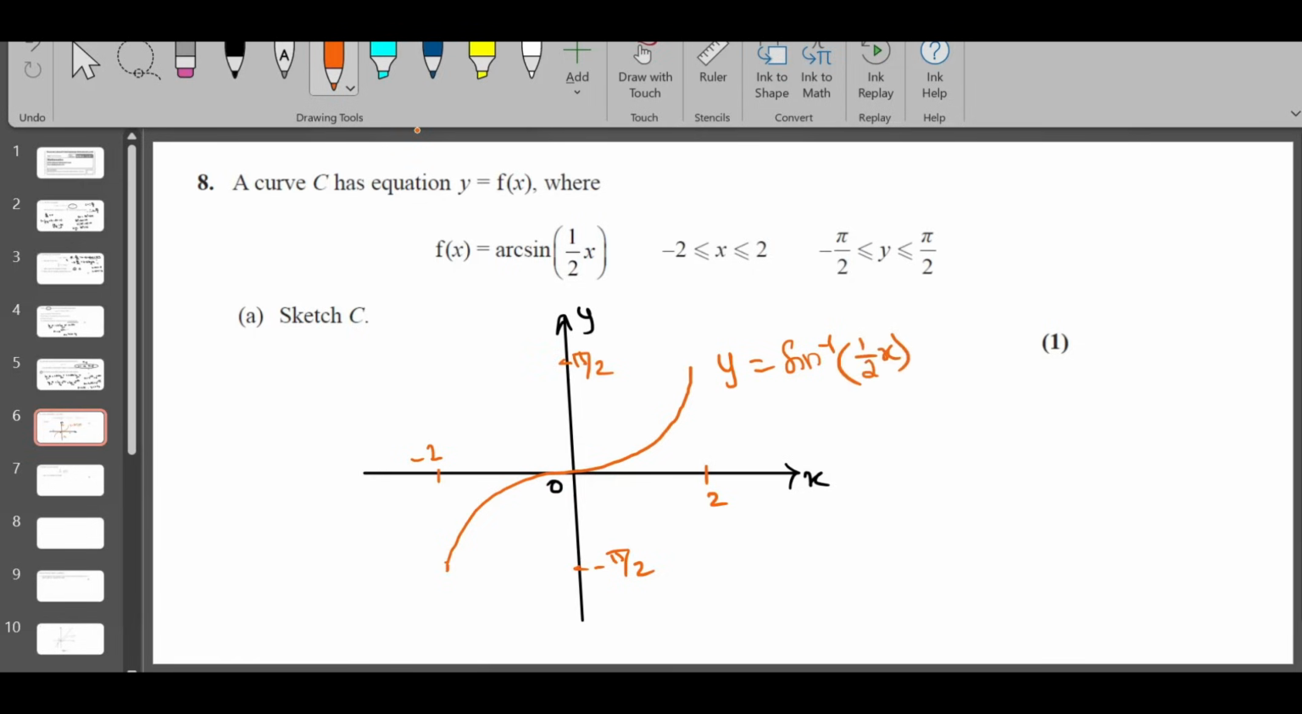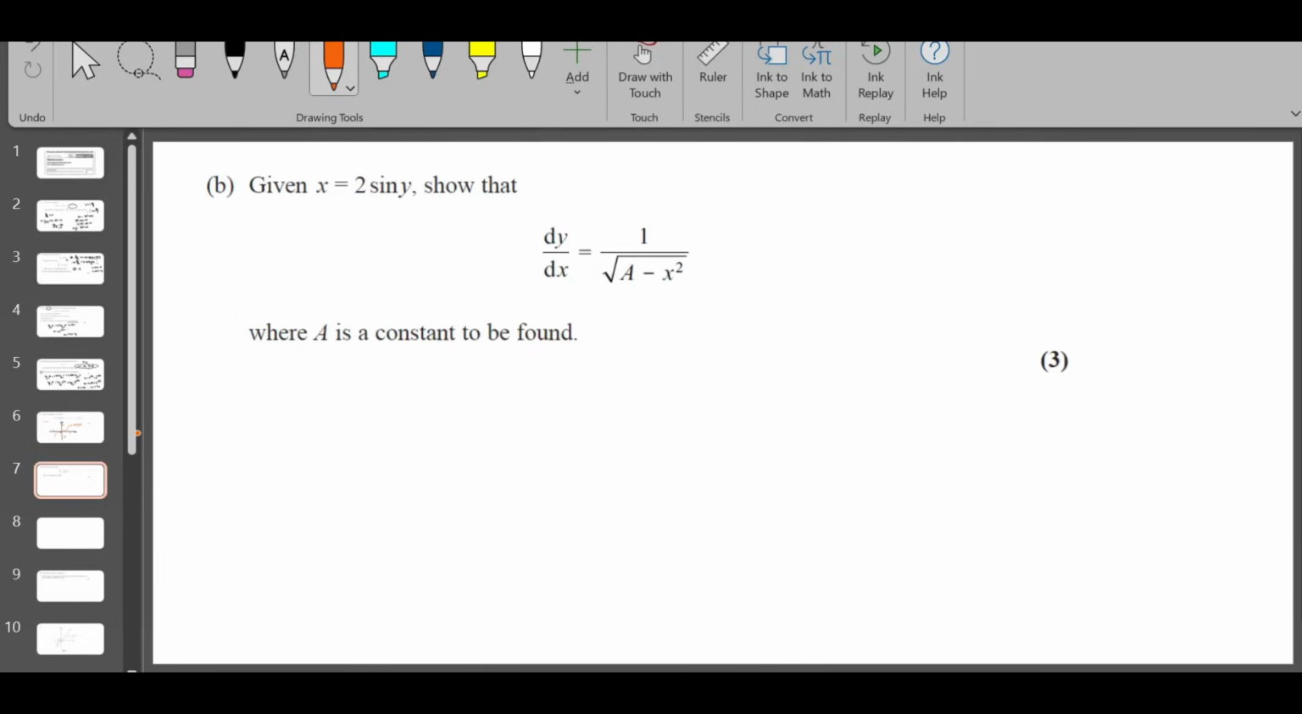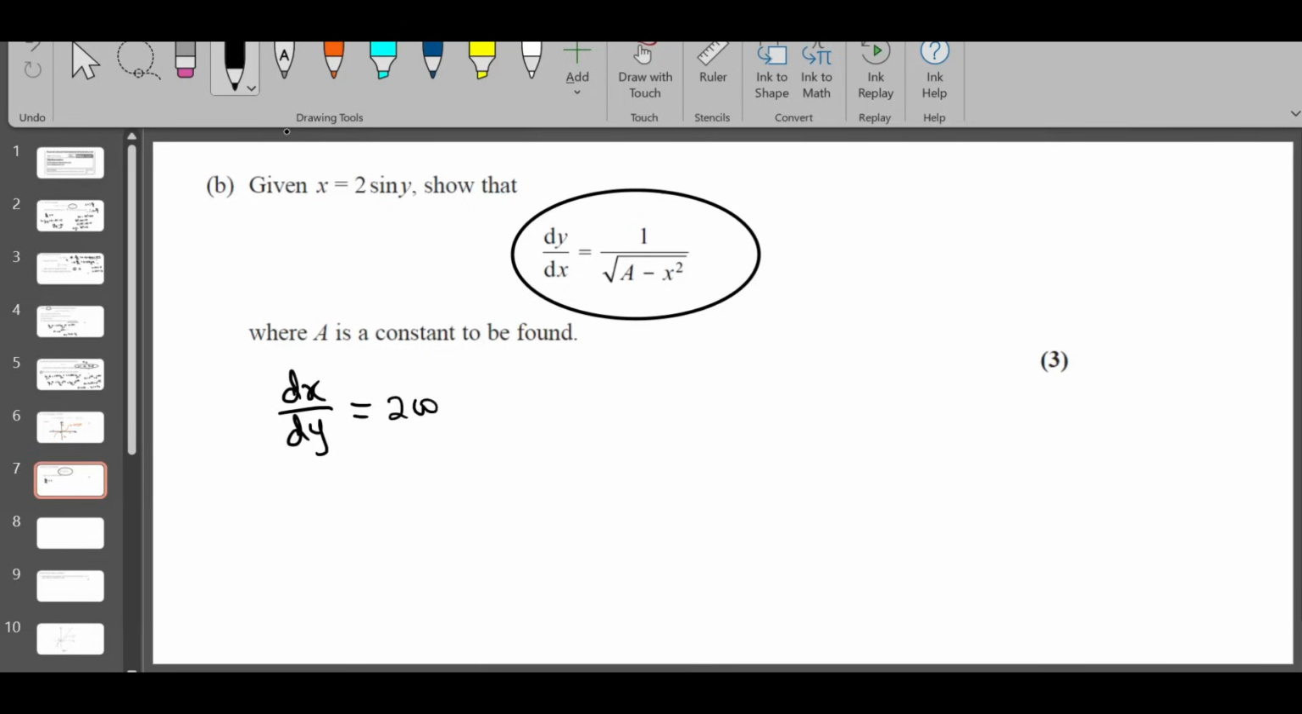It's just a 1-mark question actually. Let's move on to part B. You have a function given, x is equal to sine 2y. They want you to write dy by dx in this format. Differentiate with respect to y. Derivative of sine y is cos y. Now flip both sides. Dy over dx is equal to 1 over 2 cos y.